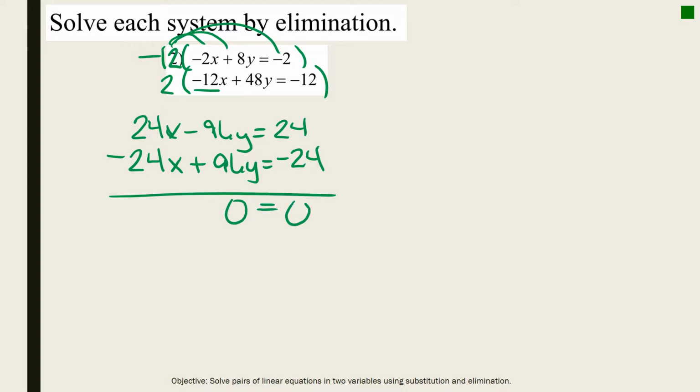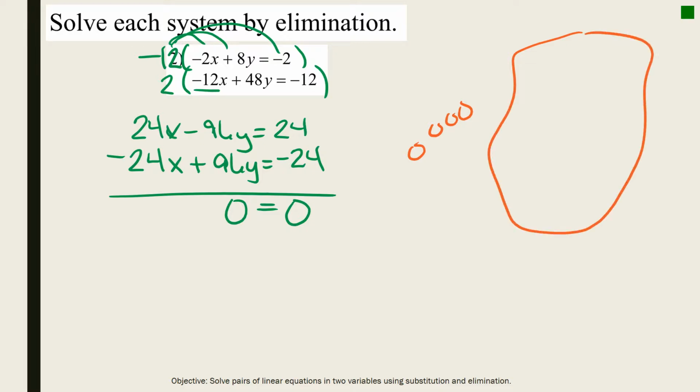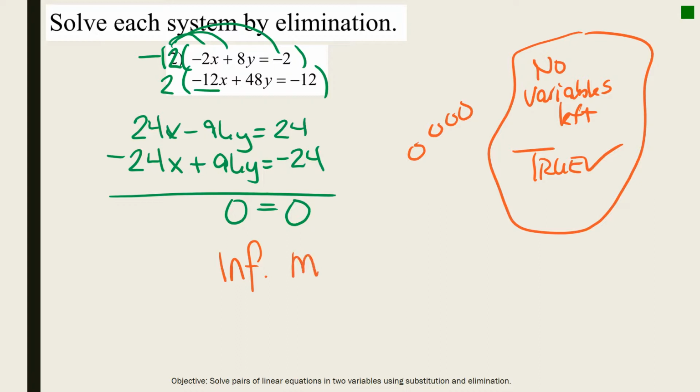Oh, 0 equals 0. So let's go to your head. A lot of stuff going on in your head, but what should be going on right now is that you have no variables left. And it is true. If it is true, that means infinitely many solutions.